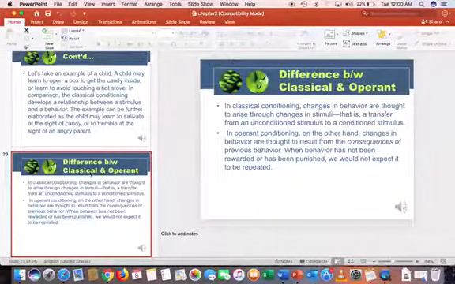While in operant conditioning, changes in behavior are thought to result from consequences, from the results of previous behavior. What is the previous behavior? The activity and then the result of that. When behavior has not been rewarded or has not been punished, we would not expect it to be repeated. If someone is not motivated, not rewarded or not punished, then that activity won't be repeated.